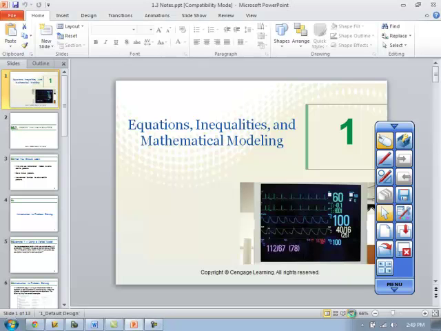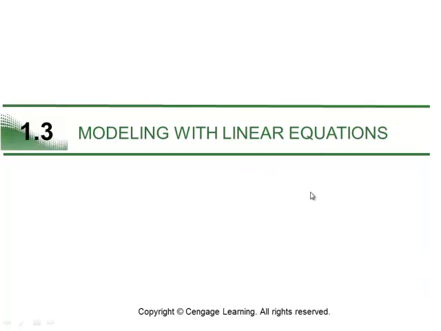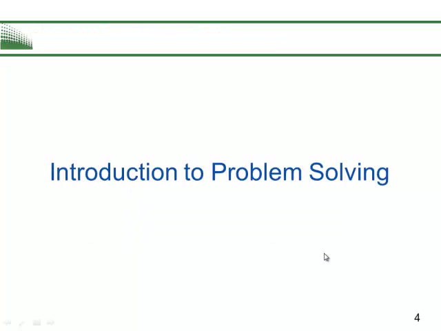Okay, let's talk about the third section of Chapter 1. We're going to model with some of our lines and other equations that we have. So some learning goals: we're going to write a mathematical model to solve real-world problems. We'll do some mixture problems, which aren't necessarily always chemistry. Don't think that they have to be chemistry related. And we'll use some other formulas to solve real-world problems.